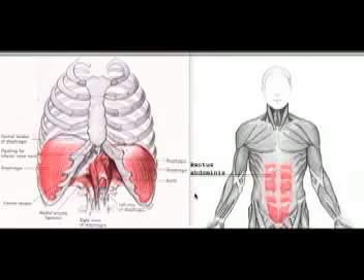The next one we're going to look at is the trapezius muscle. Now what this muscle's meant to do is hold the spine and the back up straight. So what we need to do is get all these muscles working in conjunction with each other.